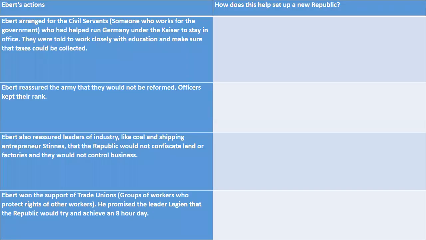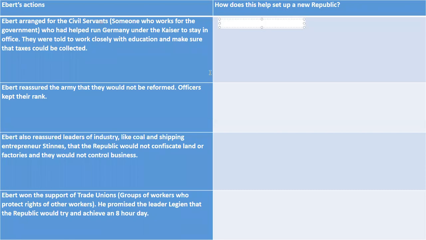Ebert arranged for civil servants who had helped run Germany under the Kaiser to stay in office. They were told to work closely with education and make sure that taxes could be collected. Ebert reassured the army they would not be reformed or changed. Officers kept their rank. Ebert also reassured the leaders of industry, like coal and shipping entrepreneur Stinnes, that the Republic would not confiscate land or factories and that it would not control business. Ebert won the support of the trade unions, groups of workers who had protected the rights of other workers. He promised the trade union leader, Legien, that the Republic would try to achieve an 8-hour day. So, Ebert made some very good moves at the start.